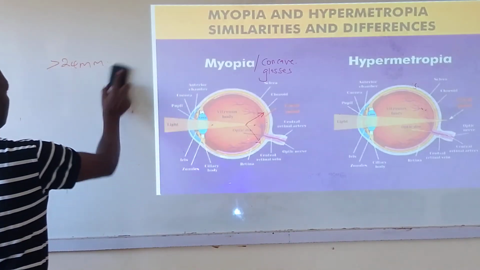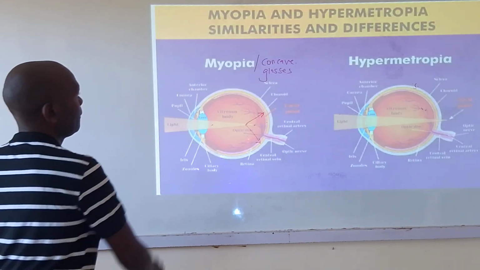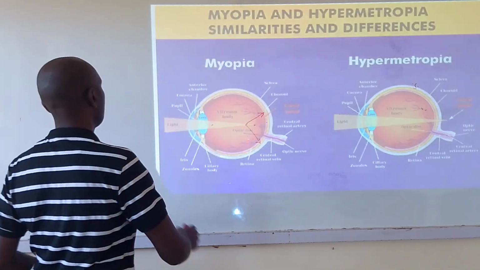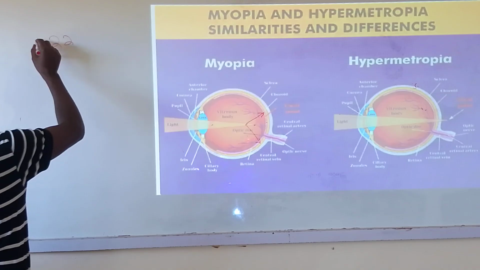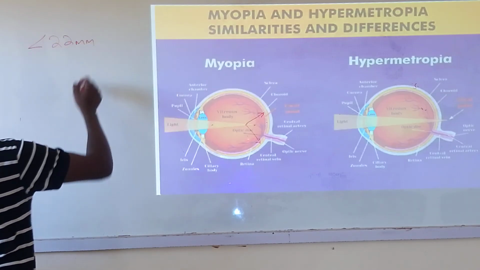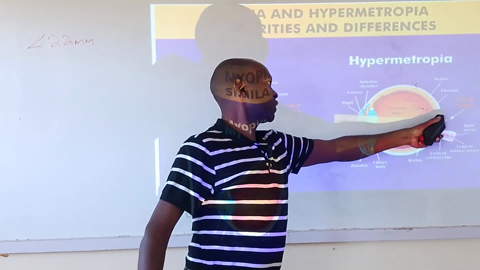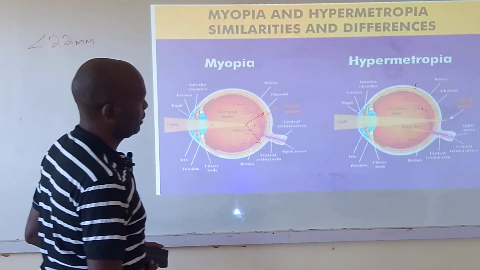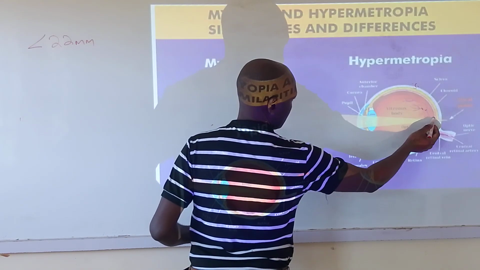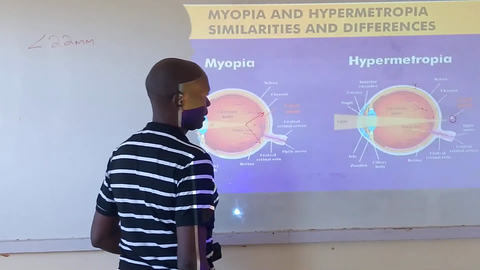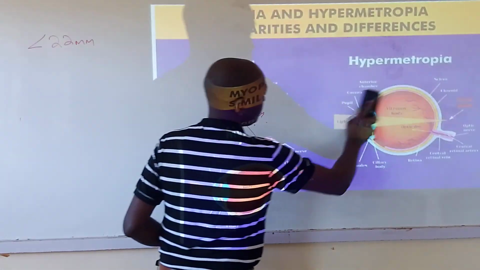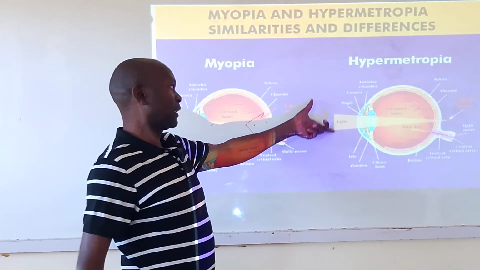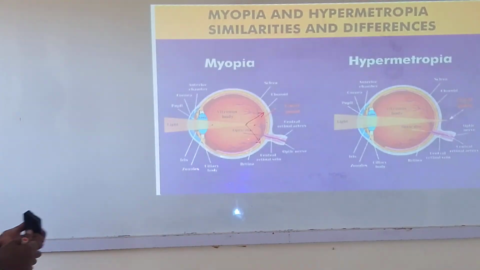And hypermetropia, we said, is farsightedness. And here you have a small eyeball, which means the distance between the anterior to posterior aspect is less than 22 millimeters. Therefore, instead of light focusing on the retina, it focuses behind the retina somewhere there. So when it does that, these patients can see far clearly but are not able to see objects that are close to them.